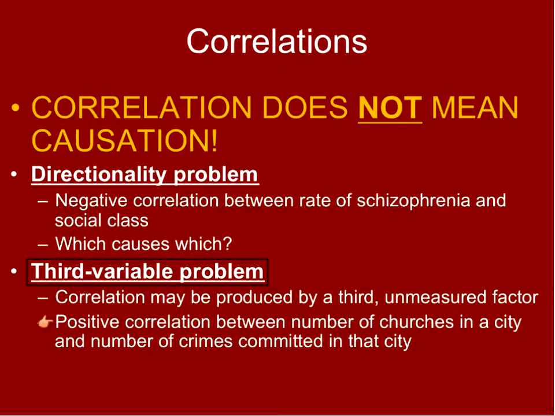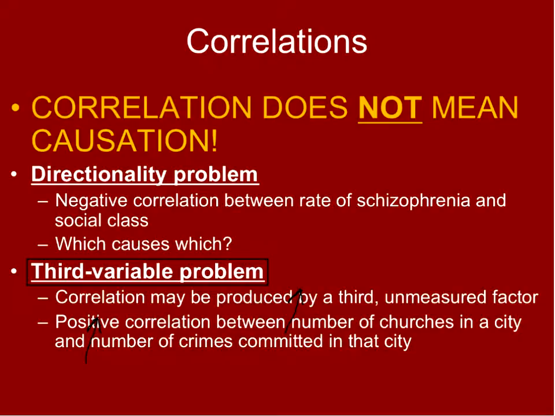What if we find a positive correlation between the number of churches in a city and the number of crimes that are committed in that city? So a positive correlation means what? Well, it means we have more and more churches, and we also tend to have more and more crimes. So I'm going to run for mayor, and my platform is going to be, we need to close the churches because that's where all the crime is happening, right? Unless you're talking about, like, stealing from the poor box, probably not what's going on here.